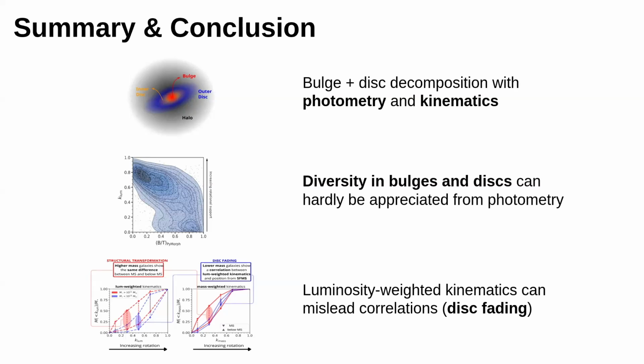And what we found is that there is somehow a lack of correlation between the bulge and disk content of your system coming from photometry and the kinematics and dynamics of the galaxy. And also, it is important to preserve the information of the spatial variation of the mass to light ratio, especially whenever you consider properties or correlations which are dependent on luminosity weighted quantities.